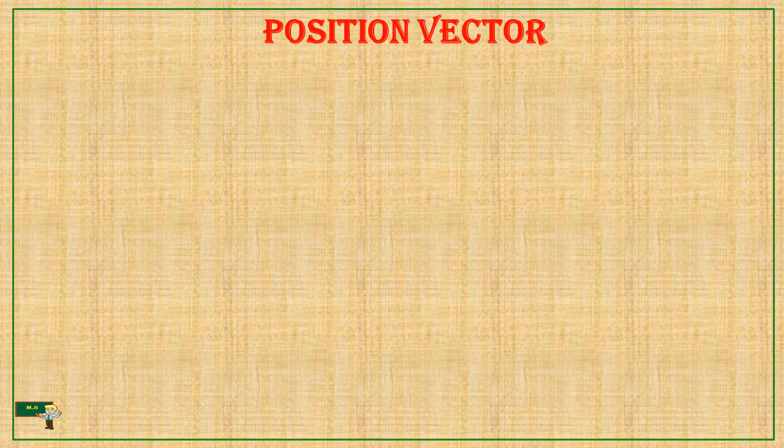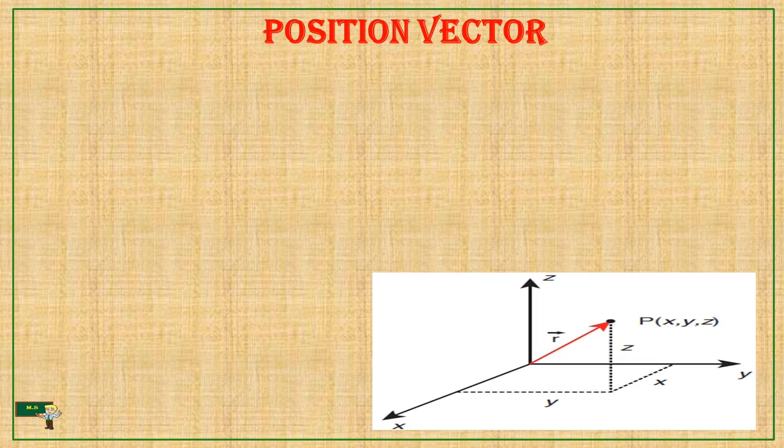Let's see the position vector first. What do you mean by this position vector? See, in this picture you can note there are three axes, x, y and z. All three have been merged or connected at one point. This is the position called P, with x, y and z in the position P.